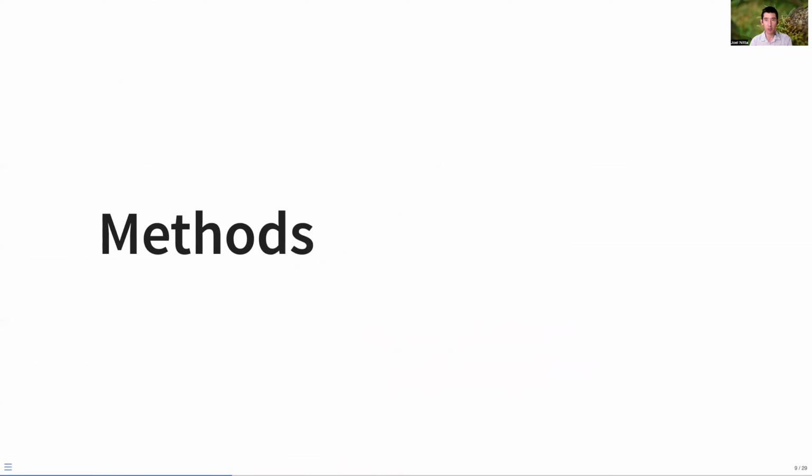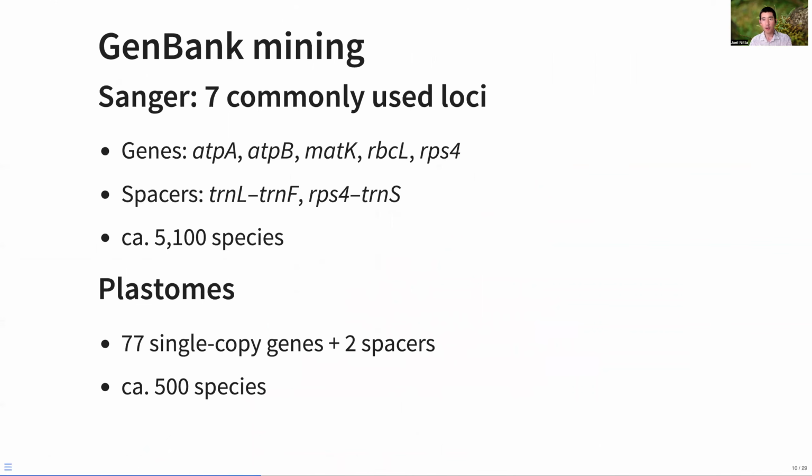Okay, with that, I'll move into the methods. So all of our data come from GenBank, and we have two broad categories of GenBank data. The Sanger data include 7 commonly used loci for fern systematics. The breakdown of that is 5 protein coding genes, and then 2 spacers. And this altogether currently accounts for about 5,100 species.